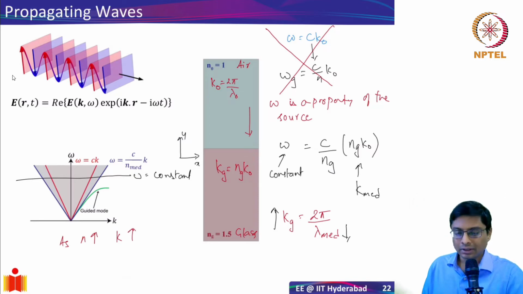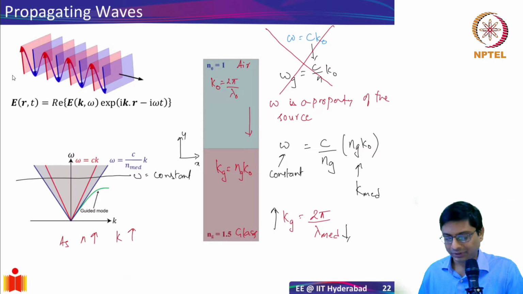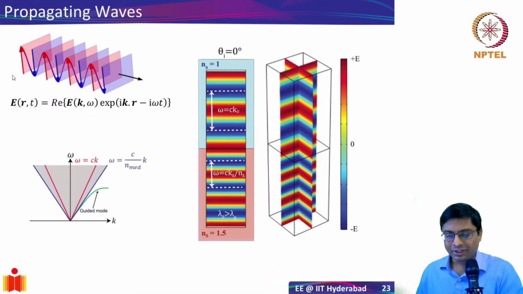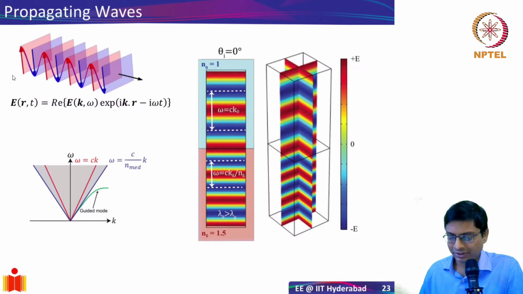So let us look at it. Intuitively, this is what it means, right? The wavelength reduces and the speed reduces. We have actually done numerical simulations of this. This is a very simple numerical simulation, a calibration, or rather a sanity check. If you are running some electromagnetic wave simulation, this is one of the first simulations you would do, just to check that your simulations are correct.